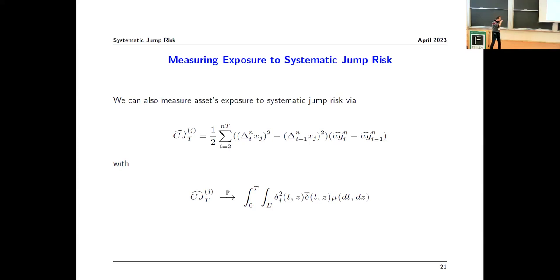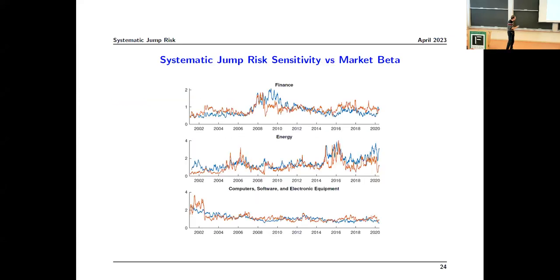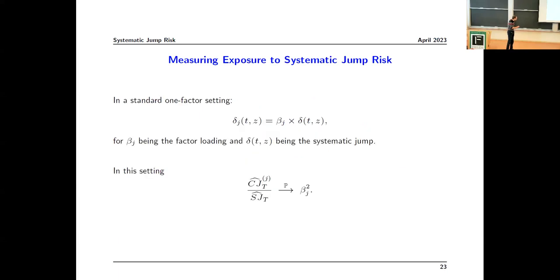And so what I'm going to do here is define this statistic CJ. The first one was systematic jumps, and this one, I don't know what C now stands for, I forgot how we thought about this, but it's basically the exposure. This thing is aimed to capture how the stock J reacts to how the stock, well, okay, so how the stock J, where did I go?